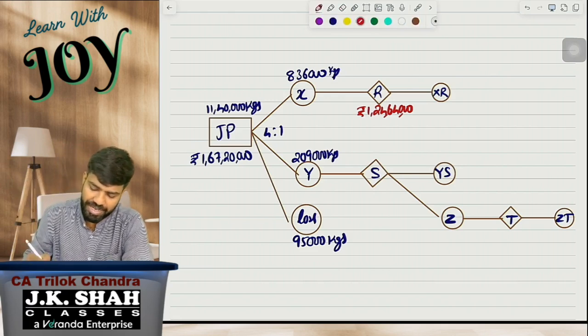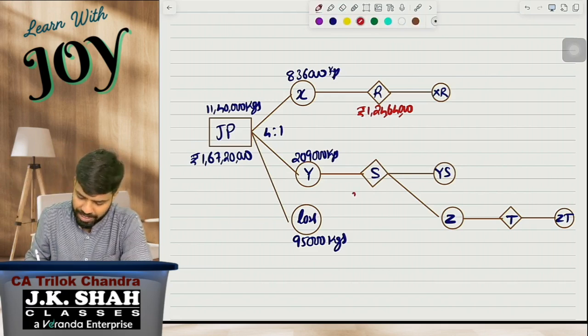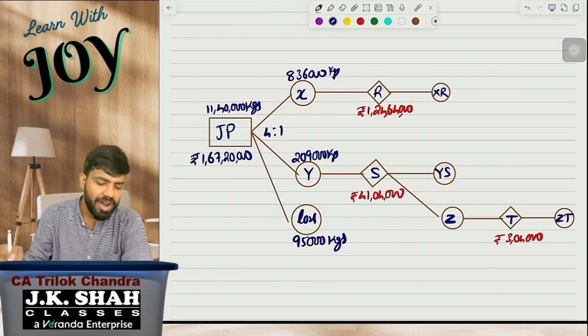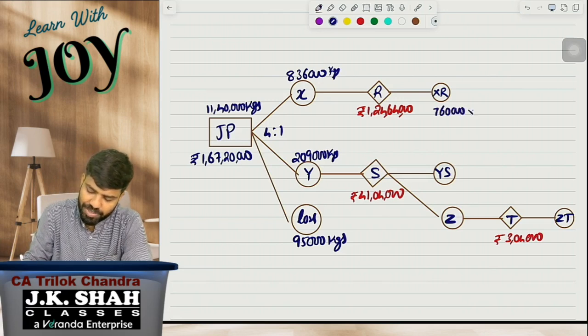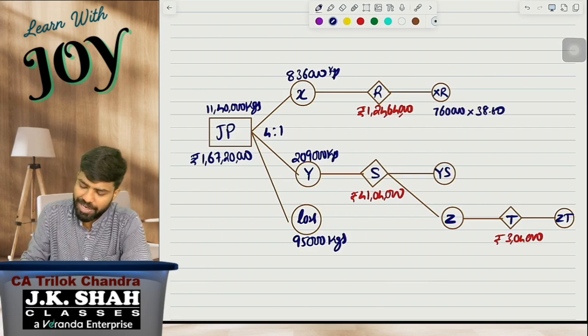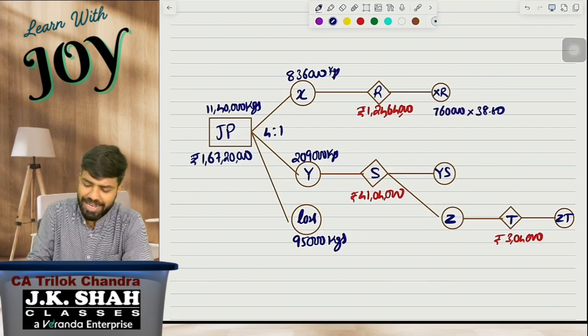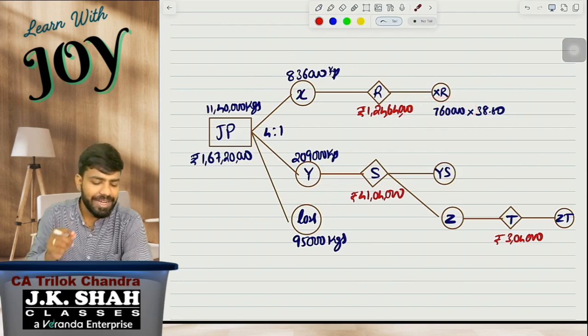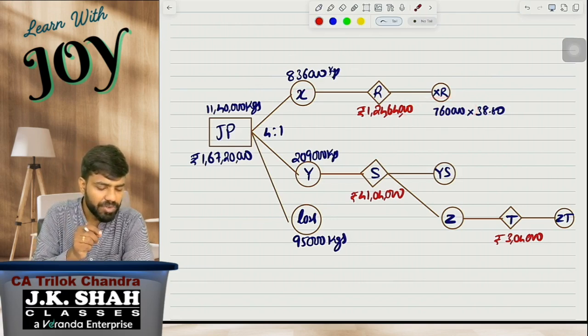Okay, so this is the joint cost. Next, in the S department, they are incurring 41 lakh 4,000. In the T department, they are incurring 3 lakh 4,000. So this is the further processing cost. Now let us calculate sale value after further processing. How to calculate this? We are getting the output of 7 lakh 60,000 into 38.80. And you may get the doubt, sir, we are giving the input of 8 lakh 36,000, but we are getting the output of 7 lakh 60,000. What about the gap? They clearly stated in the question. Look at the question.